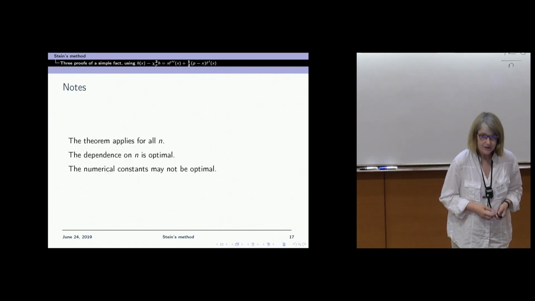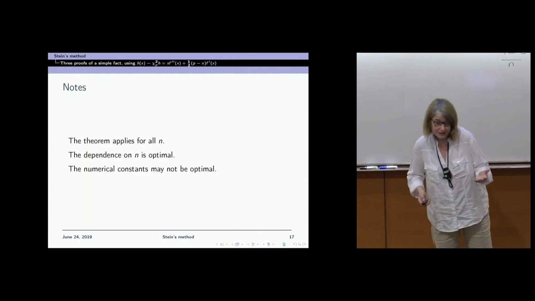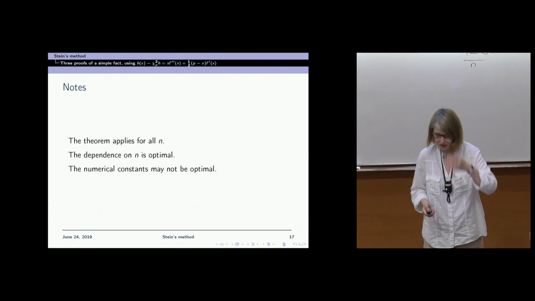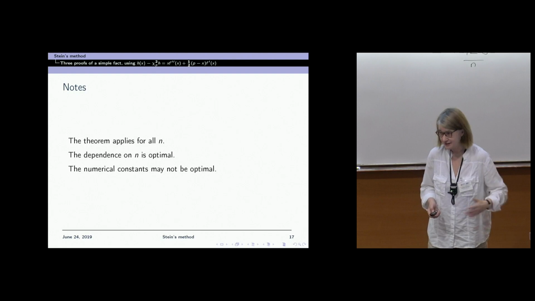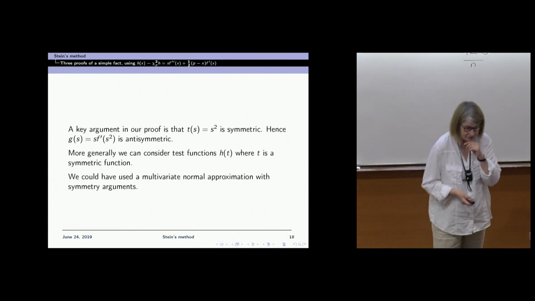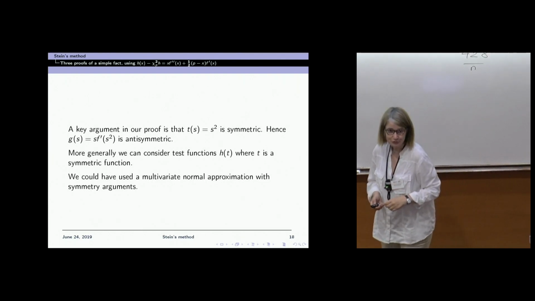Okay, so of course this theorem applies for all n, so that's nice. The dependence on n is optimal in the order, not in the constant. The numerical constants are probably not optimal. I think we can show they're not optimal. So this was the first proof.